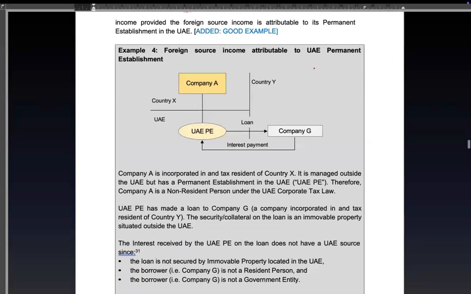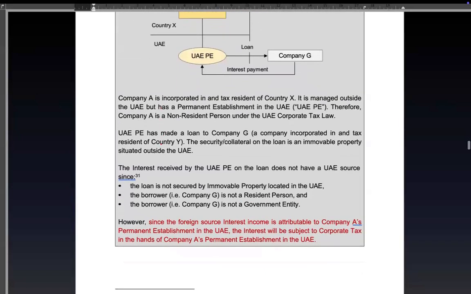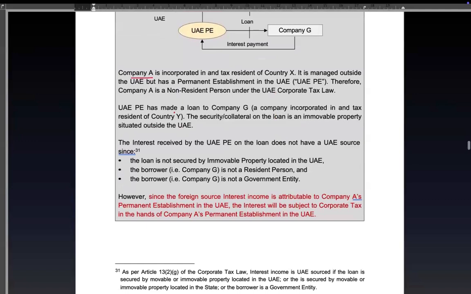Foreign source income attributable to the UAE PE. Company A is incorporated in and a tax resident of country X. It is managed outside the UAE but has a PE. Therefore, company A is a non-resident person. This company A has a PE in the UAE. The UAE PE has made a loan to company G. The security collateral on the loan is immovable property. The property is outside of the UAE.